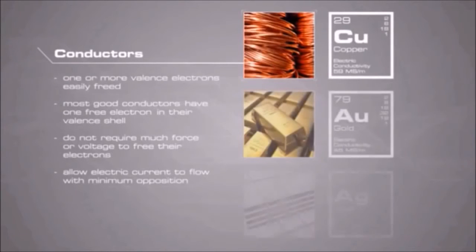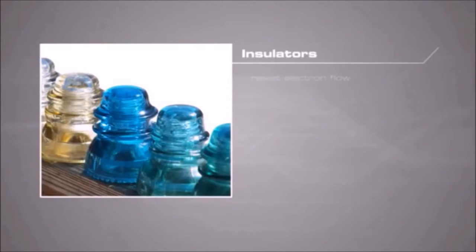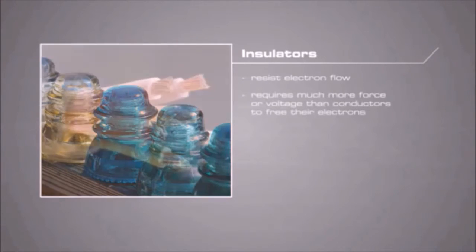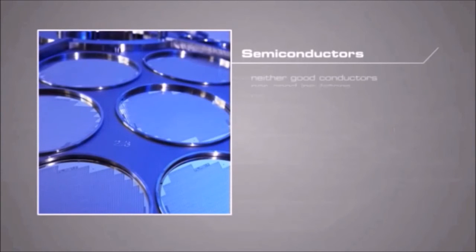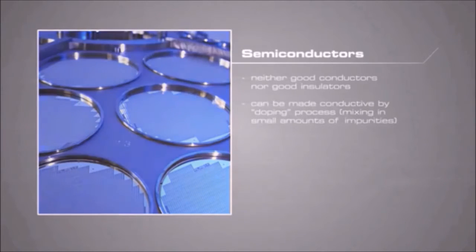An insulator resists electron flow and takes much more force or voltage than a conductor to free its electrons because its valence electrons are tightly bound to the atom. Plastic, glass, and rubber are commonly used as insulators. Semiconductors are neither good conductors nor good insulators. They can be made partly conductive by mixing small amounts of impurities containing free electrons, such as silicon and germanium.